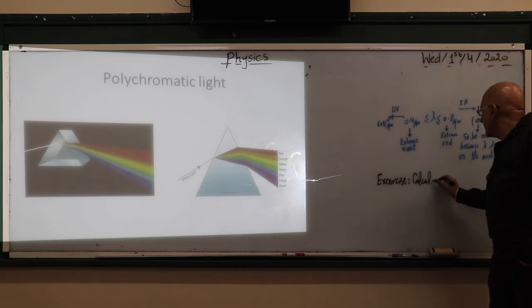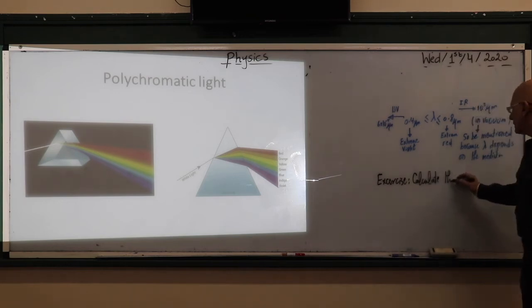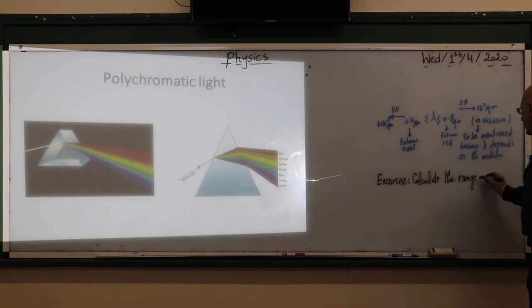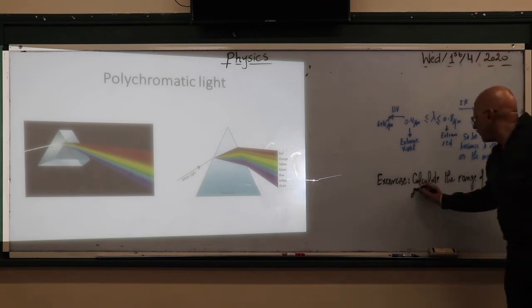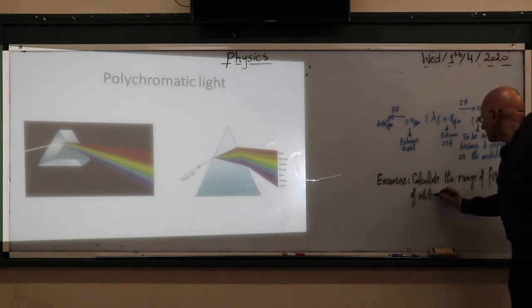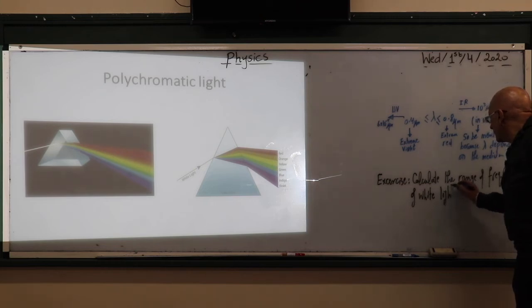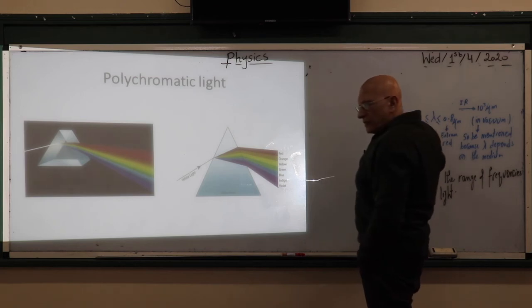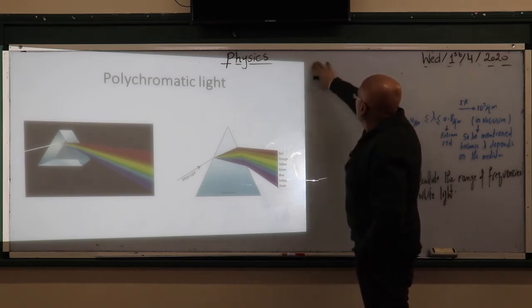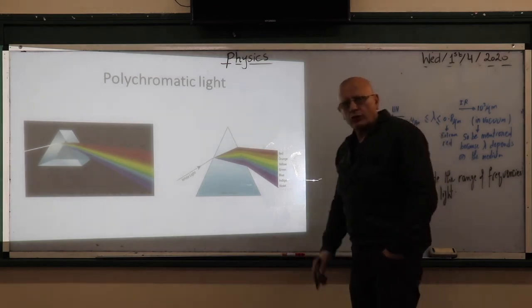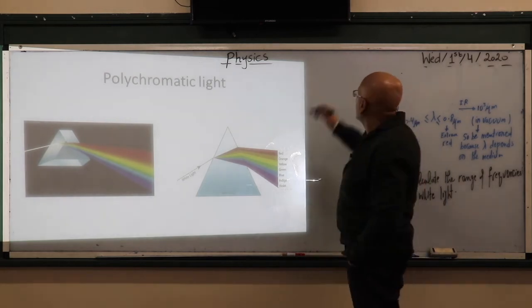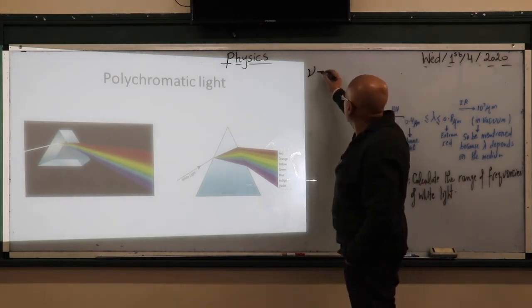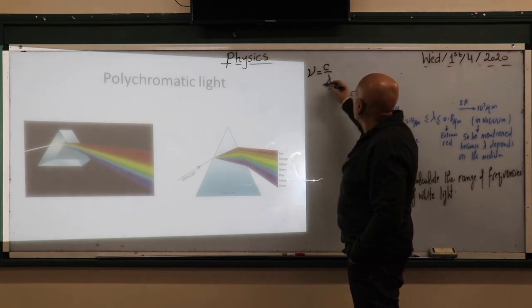Calculate the range of frequencies of white light. So to calculate, I have the range of lambda. To calculate the range of the frequencies, I should use the formula that relates the frequency and lambda. So you have frequency equal C over lambda.